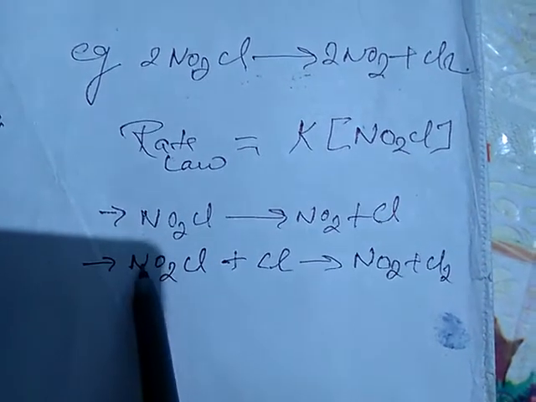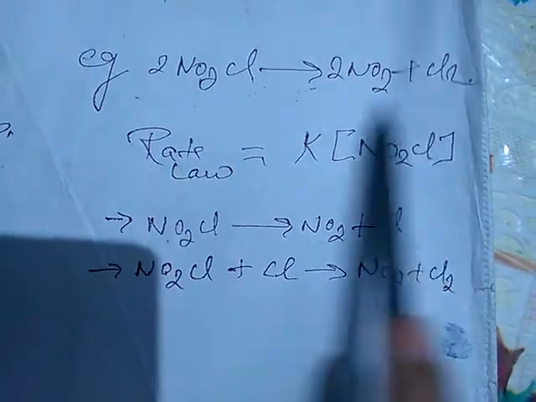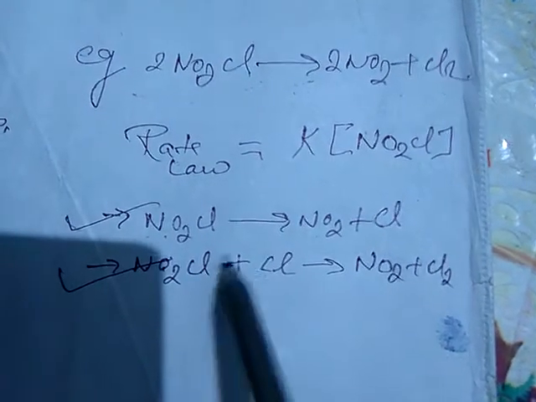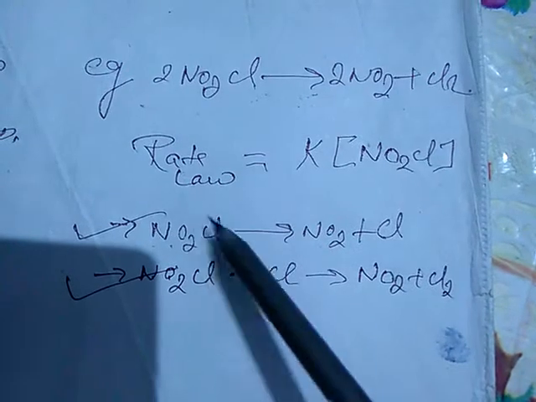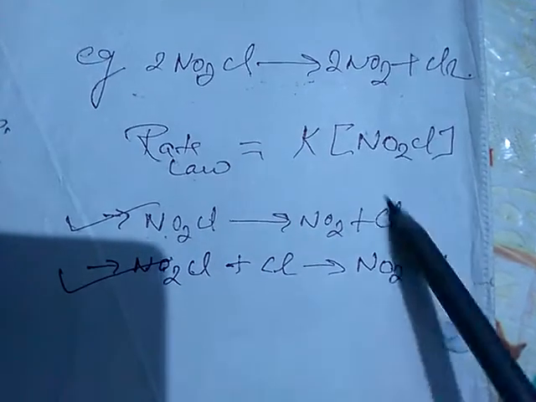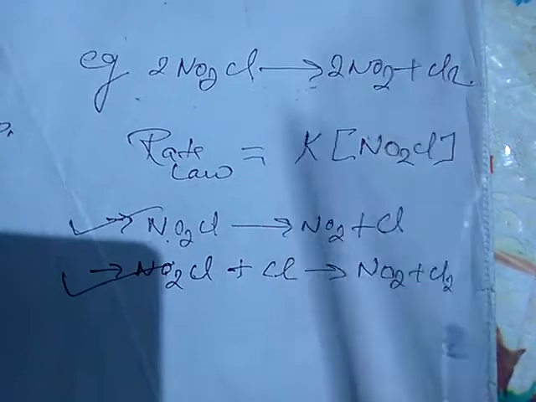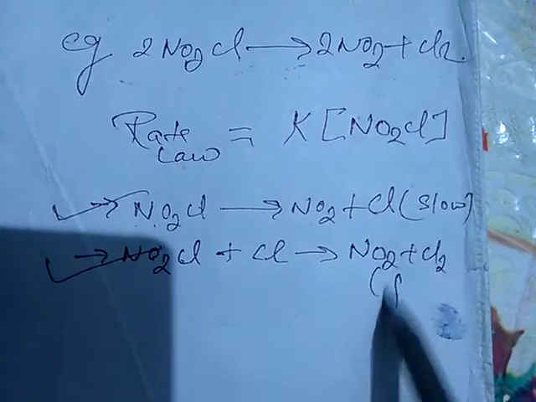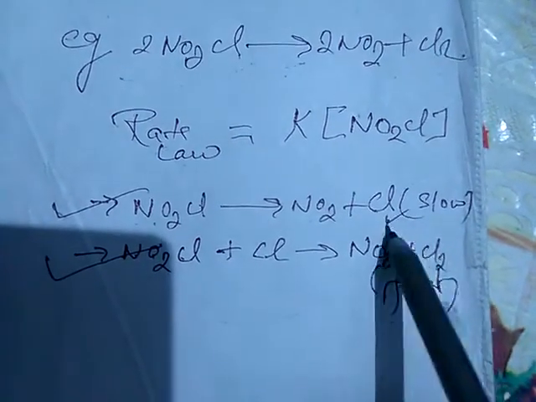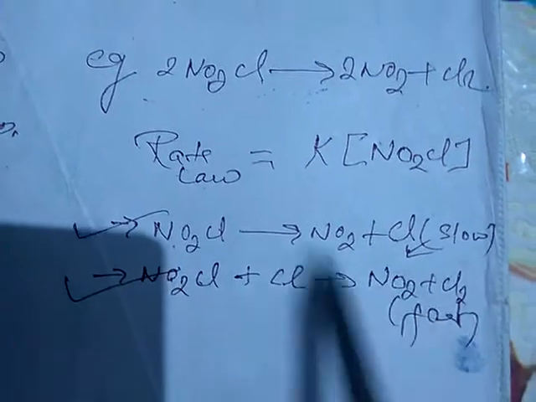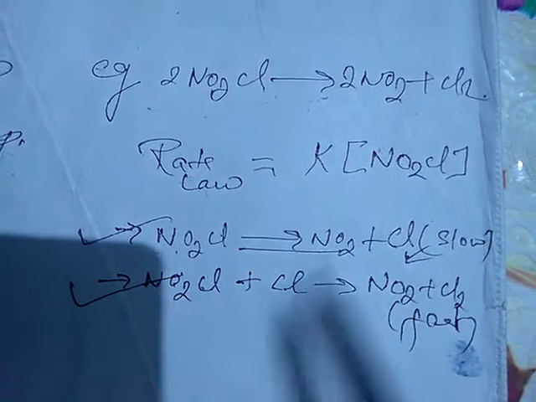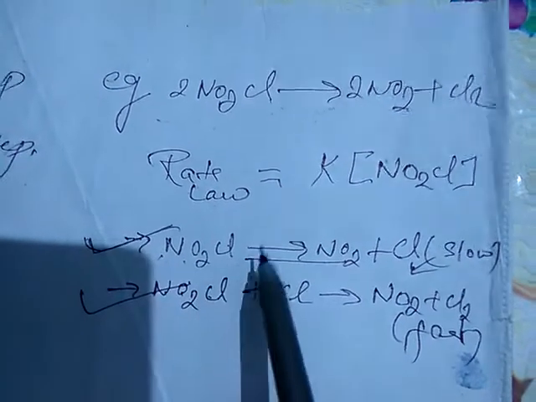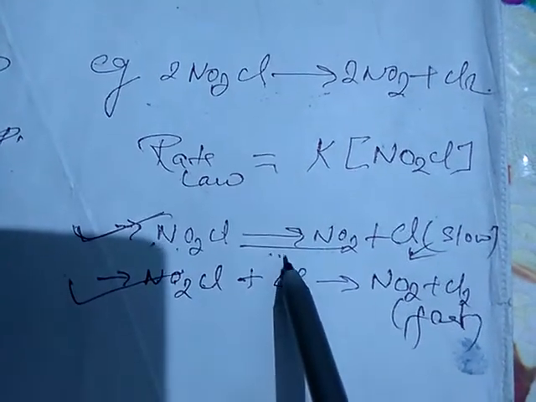These two steps are needed for completion of this complex reaction, so these two are called the mechanism of the reaction. Among these two steps, this is the slow step and this one is the fast step. The slow step is very useful, because it helps in determining the rate of the reaction, and we also write the rate law with the help of the slow step only.